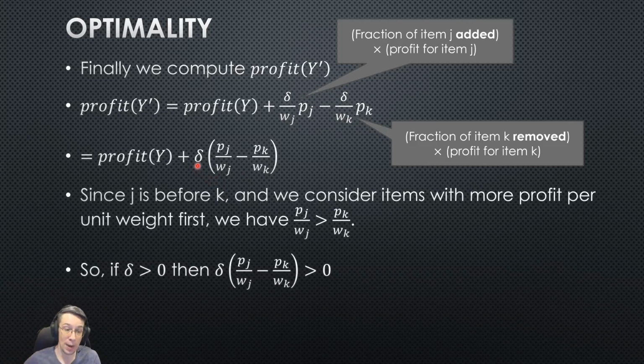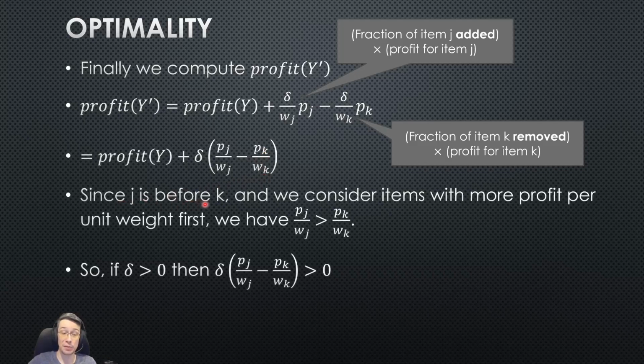So we know already that we can pick a positive delta to make everything else that we need to be true to obtain feasibility. So this is y prime. We can get a feasible y prime for a positive delta. So all we need to show is that this expression inside the parentheses is positive, which means we need to show pj over wj is greater than pk over wk.